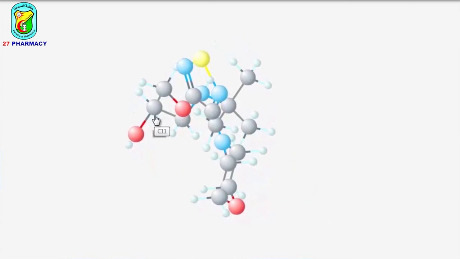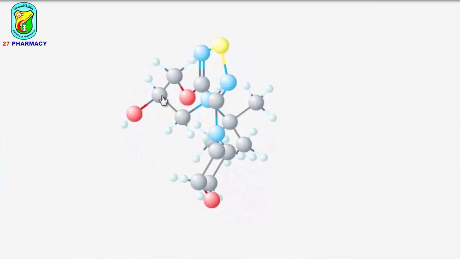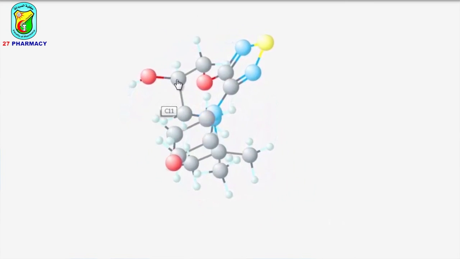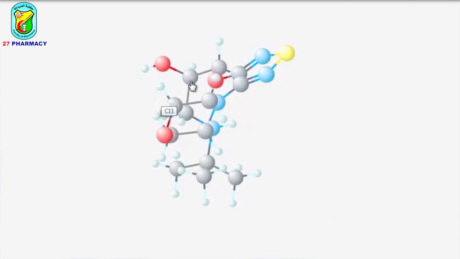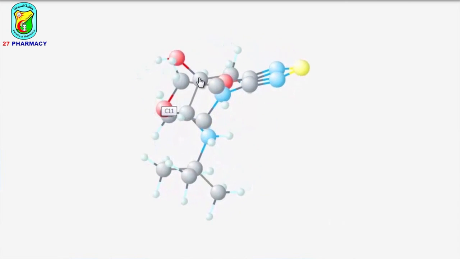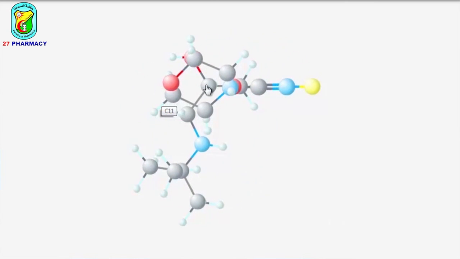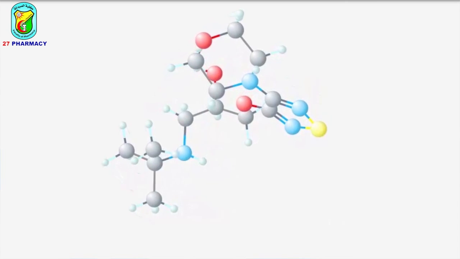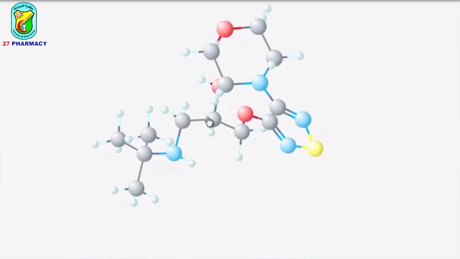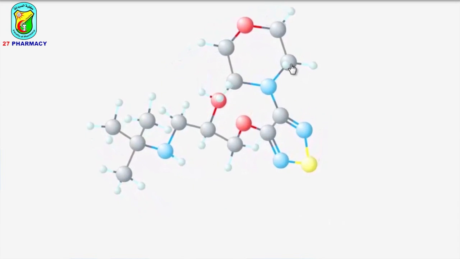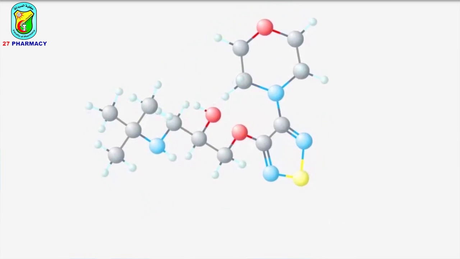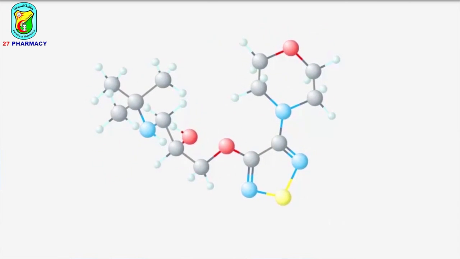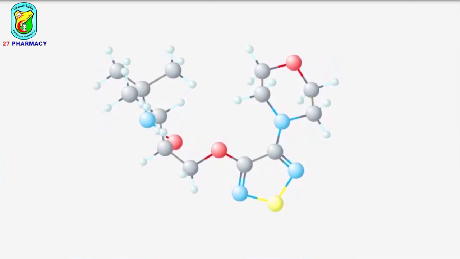Timolol has a chiral carbon. The chiral carbon has 4 different groups linked to it, so that is chiral. The remaining carbons are achiral. The absolute configuration is S. It means anti-clockwise rotation.